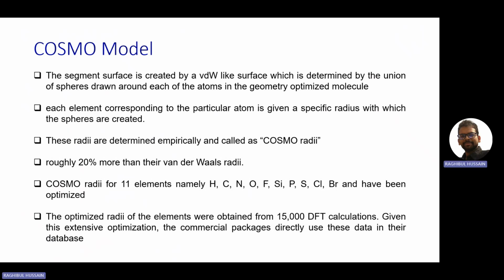And these atomic radii were obtained from close to 15,000 DFT calculations. Given their extensive optimization, the commercial packages don't try to use the atomic COSMO radii again and again. They will use these COSMO radii directly. So the commercial packages directly use this data.